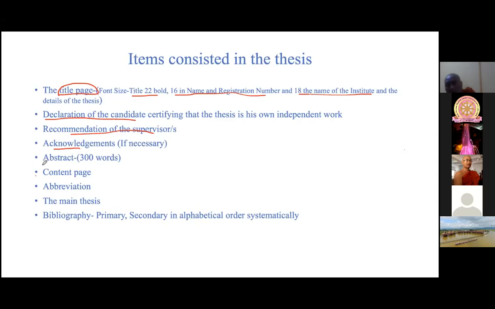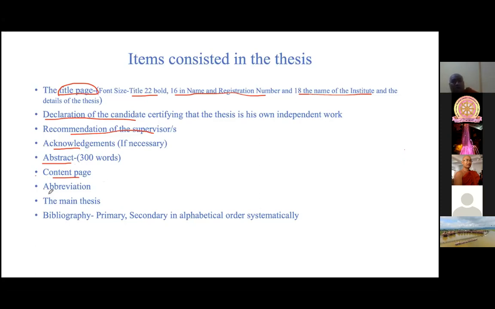Abstract: 300 words. The abstract is about your research, the whole research. You have to mention it in one page, 300 words. The content page comes after this, listing chapter 1, chapter 2, chapter 3, and subtitles like that. This is the content page.